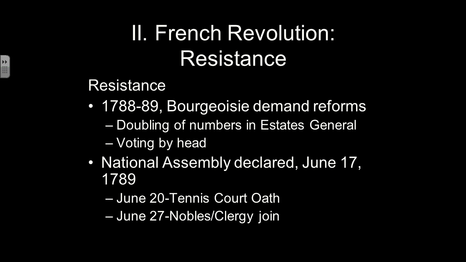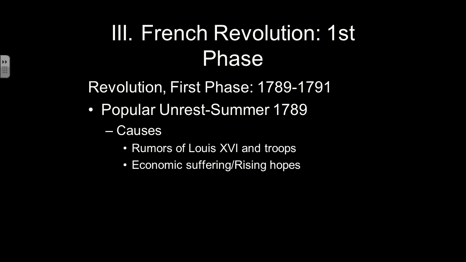On June 27th, a week later, the king orders the nobles and the clergy to abandon their original meeting place, to join the National Assembly under the rules established by the bourgeoisie, where everybody sits in the same room, everybody casts an independent vote for every new law. This is revolutionary. Absolute monarchy from this point forward is basically over, because the king has given in to the people's desire to have representative government.